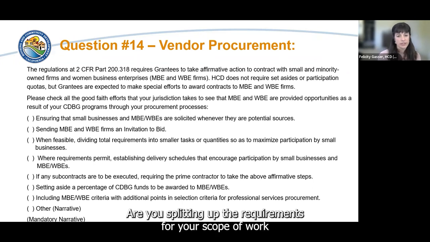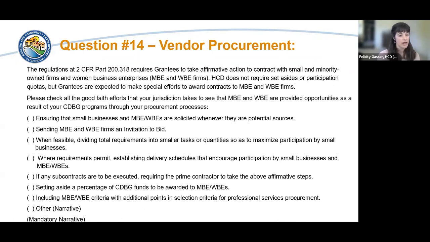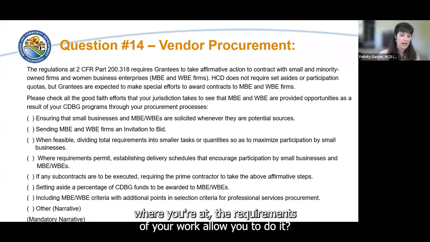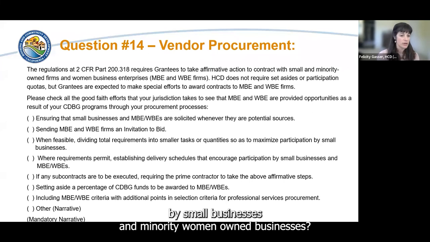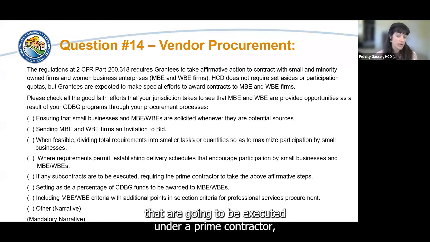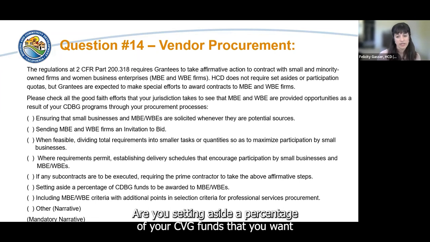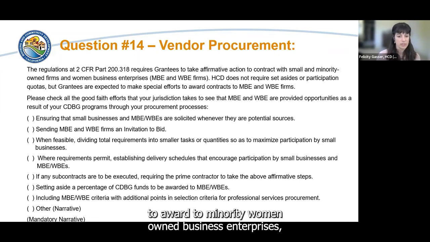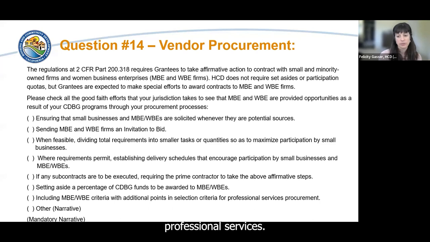When feasible, are you splitting up the requirements for your scope of work into smaller tasks or quantities so that you could maximize participation by small businesses? Where the requirements of your work allow you to do it, are you establishing delivery schedules that would encourage participation by small businesses and minority and women-owned businesses? If you have any subcontracts that are going to be executed under a prime contractor, are you encouraging the prime contractor to take those steps? Are you setting aside a percentage of your CDBG funds that you want to award to minority and women-owned business enterprises? Or are you including minority and women-owned business enterprise criteria as additional points in your selection criteria when you are engaging professional services?